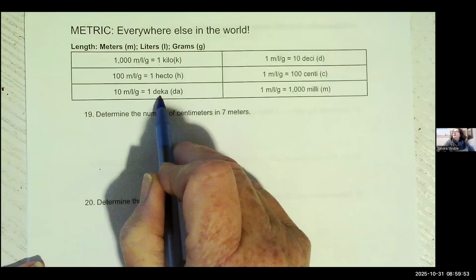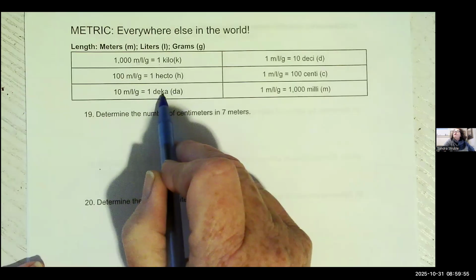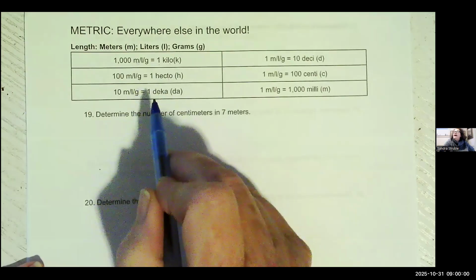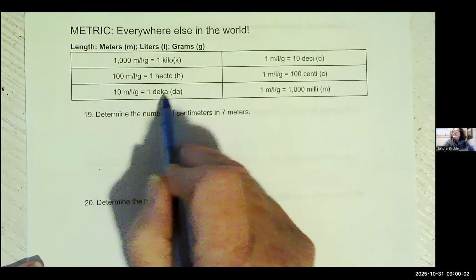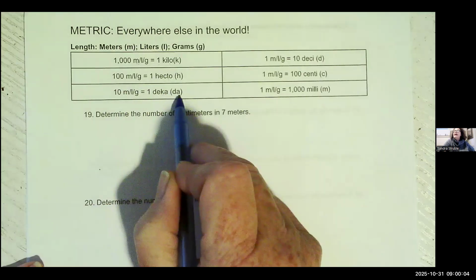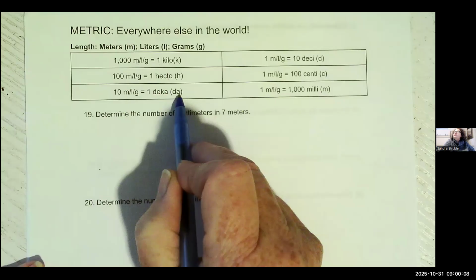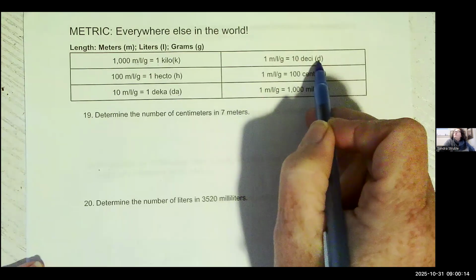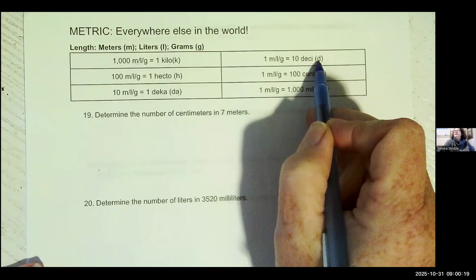There's a couple things I want to bring to your attention here. If you're using the abbreviations, deca uses DA. So if you have decameter, it would be DAM. If you have decimeter, decimeter would be just DM. Okay. Some people have chosen just to write the whole prefix out and word out itself. It's totally your call what you decide to do.